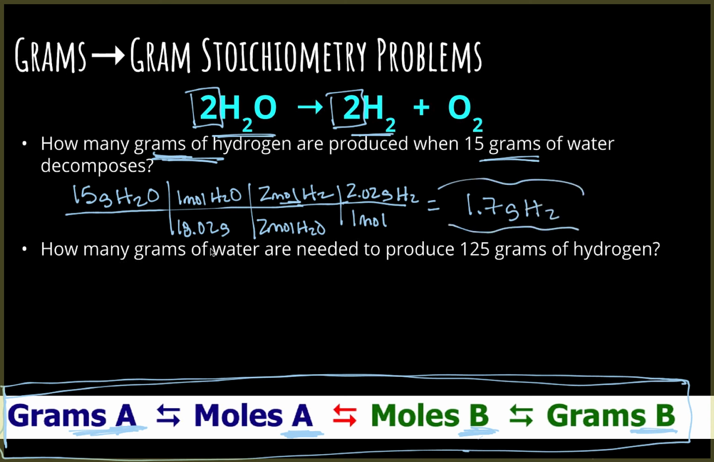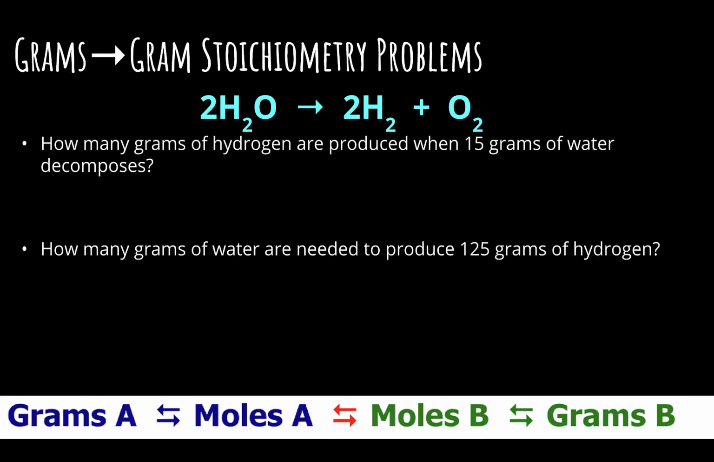So again, grams to moles to moles to grams. Grams of the first substance, change to moles using the molar mass. Change from moles of one substance to moles of another substance using the mole ratio from the balanced equation. Then moles of the second substance back to grams of the second substance. Use your molar mass from the periodic table.